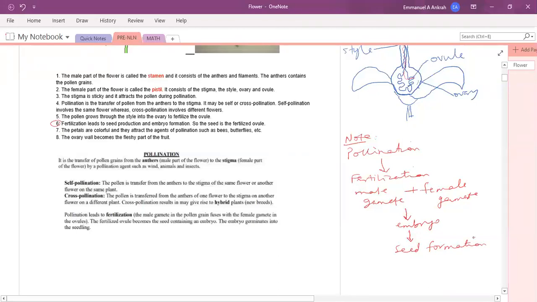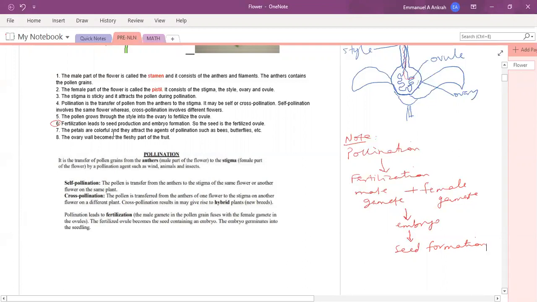Okay. All right. So note, if there's no fertilization, you cannot have seed production, right? That's a very important key information. No fertilization, no seed production. Okay. Right. So please note that down somewhere.